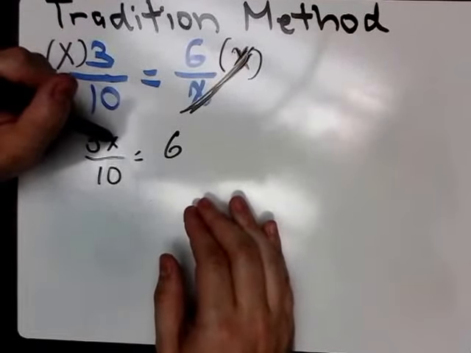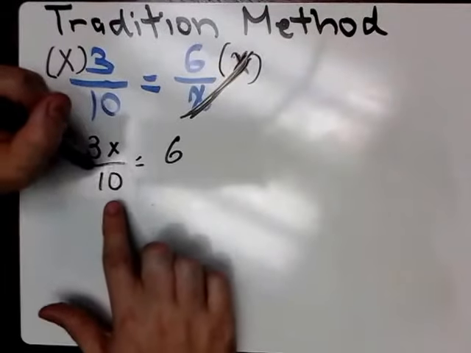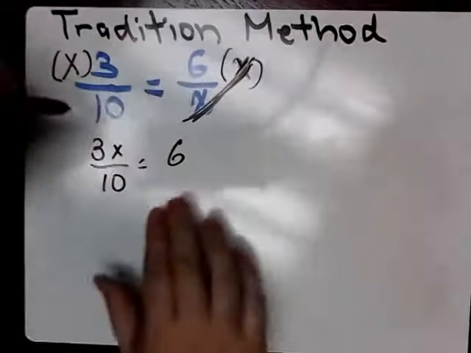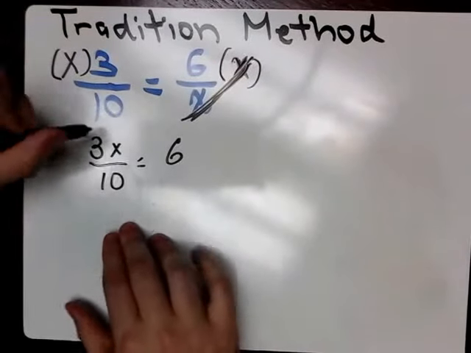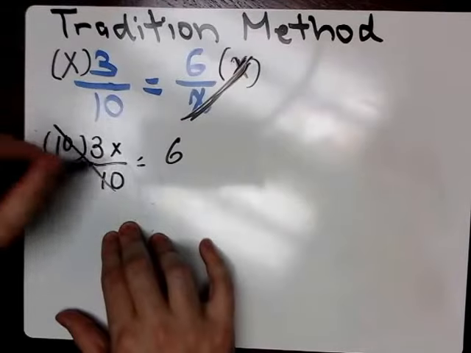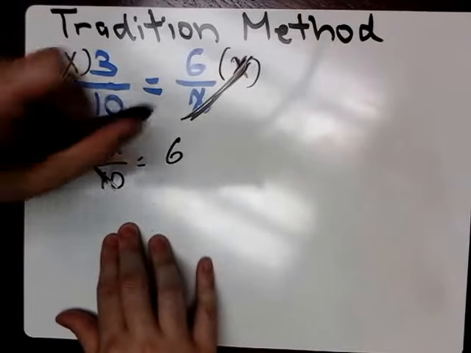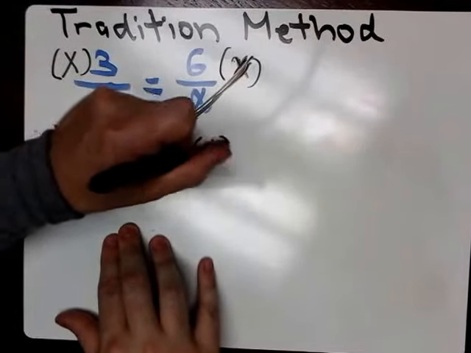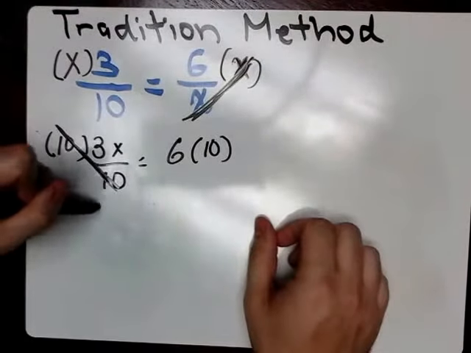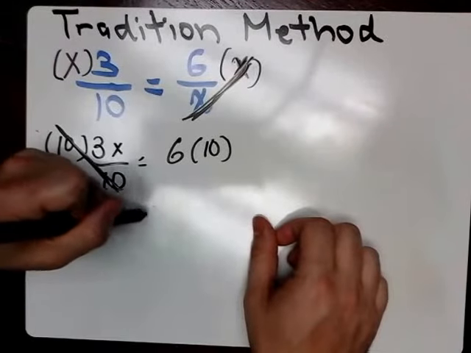I still need to isolate this x, and I notice here that I have 10 dividing that 3x. Just like I did up here, I'm going to undo that division by multiplying by 10. 10 divided by 10 is 1, so it no longer affects the equation, but I have to bring it onto this side to keep things equal or balanced. So now I have 3x equals 60.